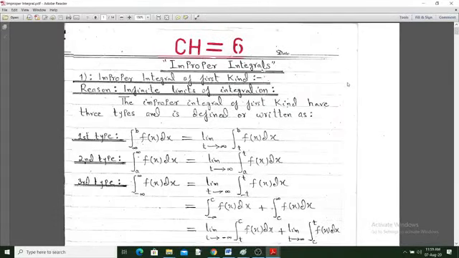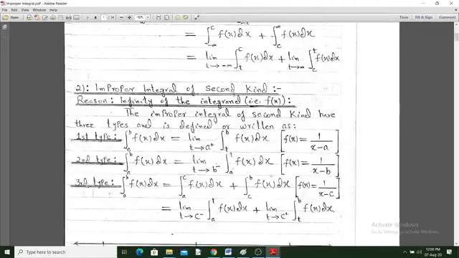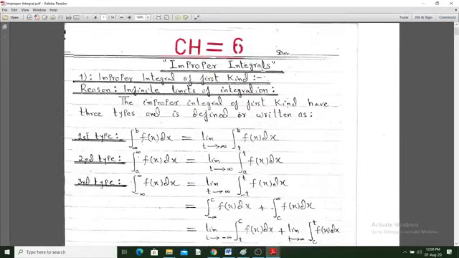Improper integral. Remember, like elliptic integral, there are three types of elliptic integral. Similarly, we have two types of improper integral. The first one is called improper integral of the first kind, and the second one is called improper integral of the second kind. Why are they called improper integrals? Because infinity is involved in the integral. So if infinity is involved either in the lower, the upper, or both limits, then this is called improper integral of the first kind.